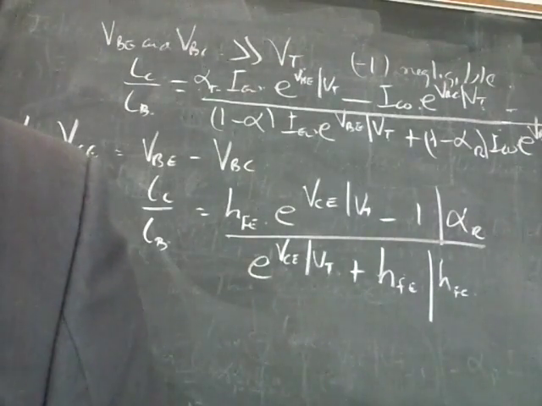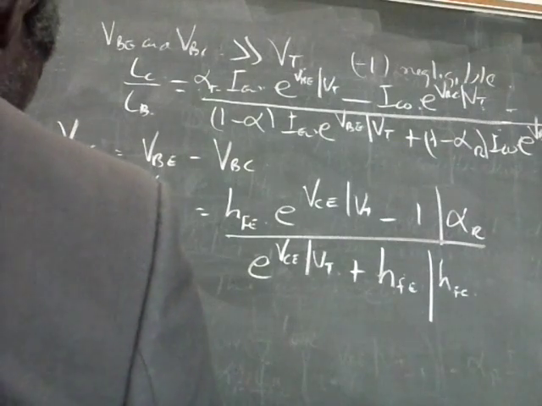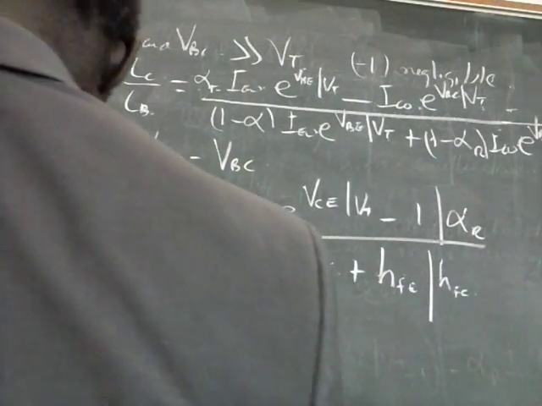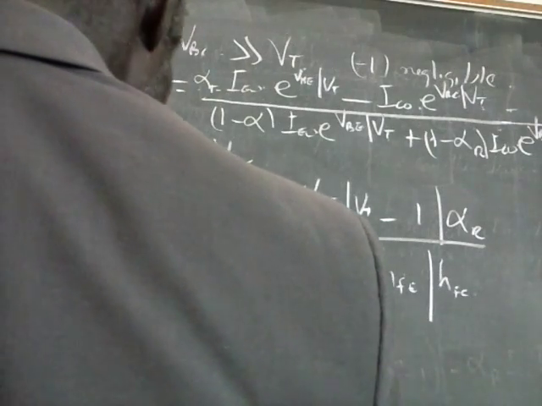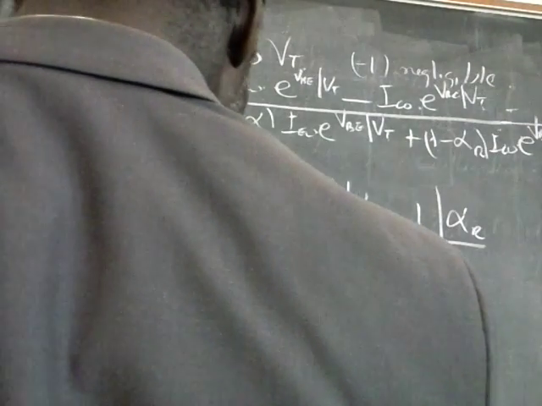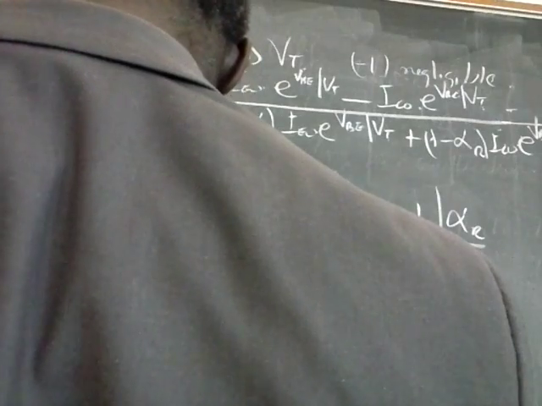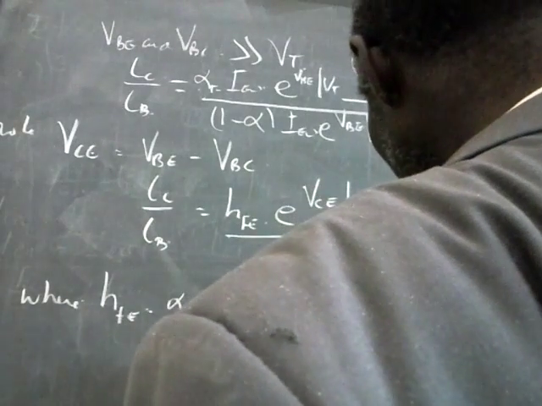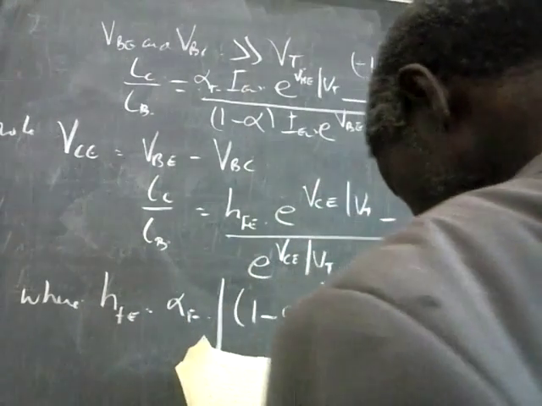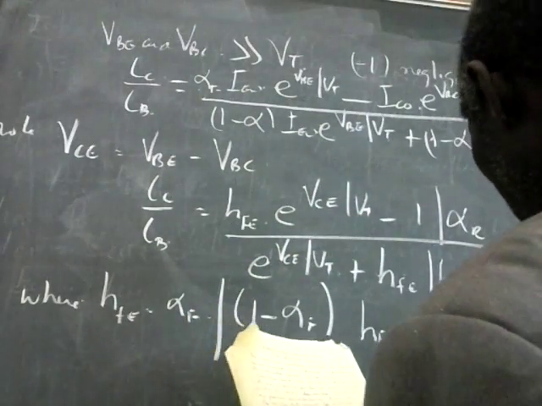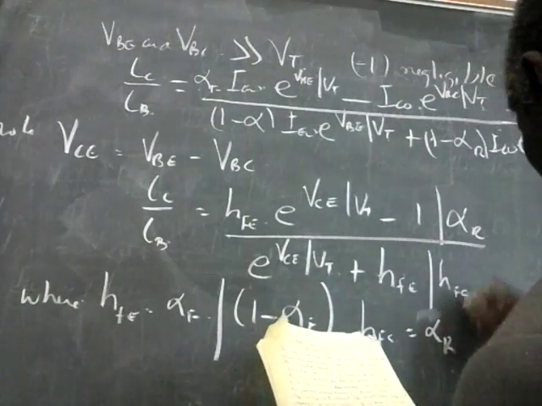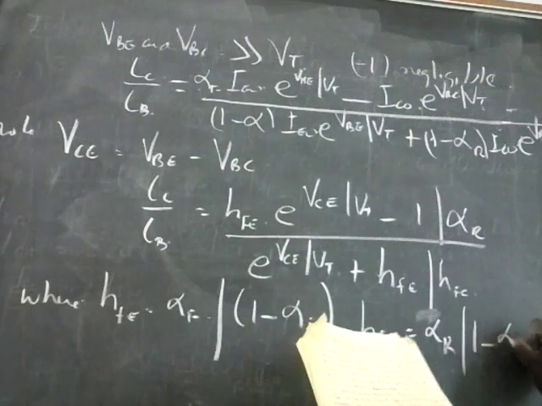Where now HFE equals alpha F over 1 minus alpha F, and HFC equals alpha reverse over 1 minus alpha reverse.